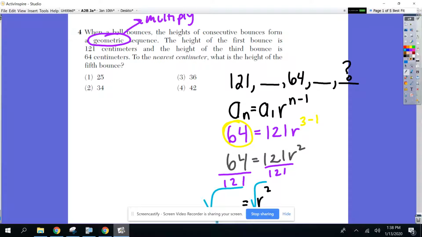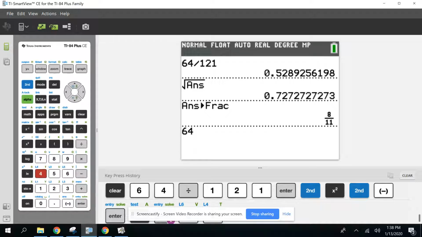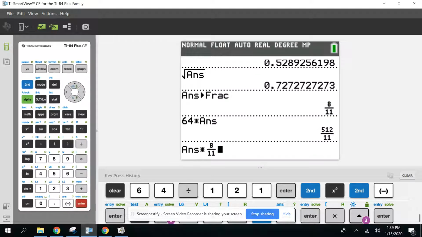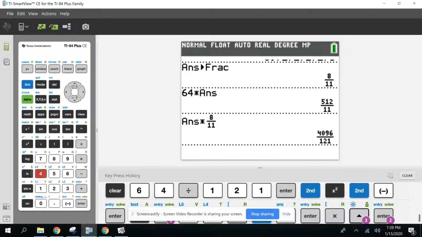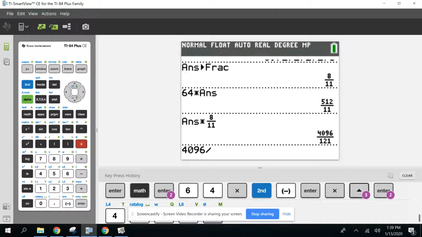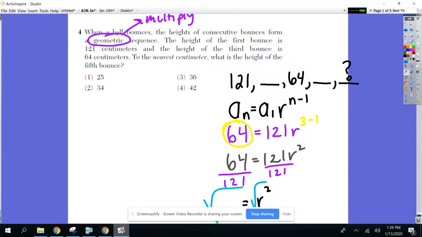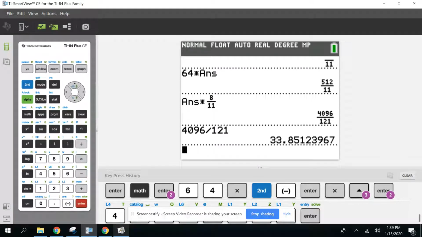I've got to get to the fifth term. We can start at 64. 64 times that R value you just got. Times the R value again, right? We're just going to keep multiplying by that R value. And the fifth term should end up being, to the nearest centimeter, everyone can round no matter what you use, 8/11ths or the decimal.